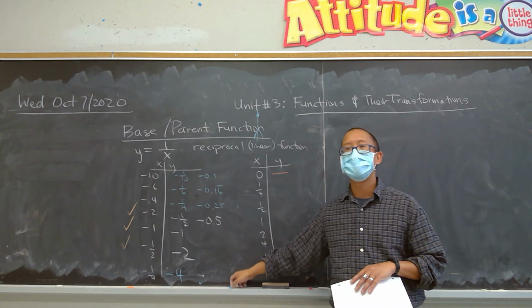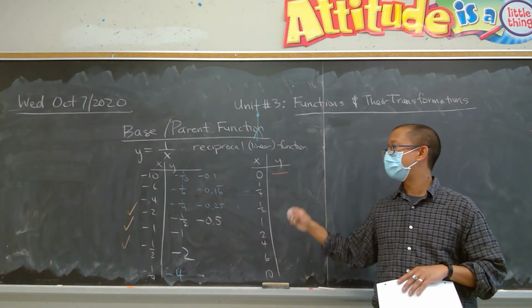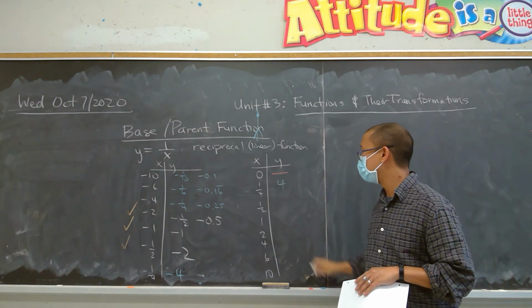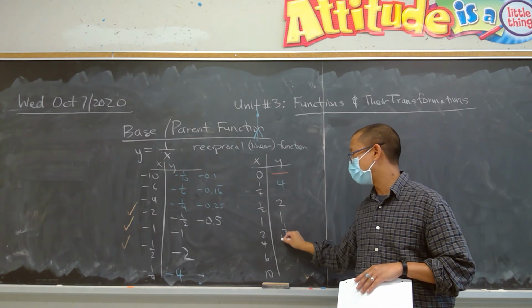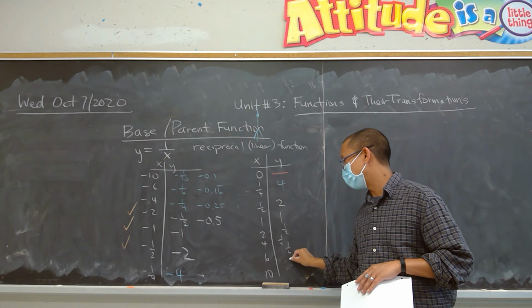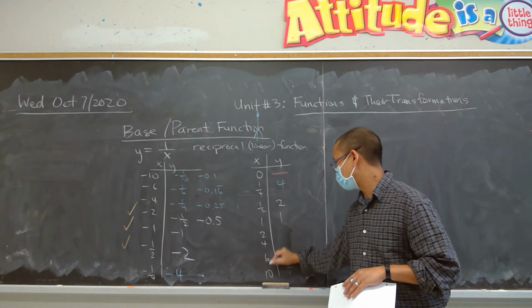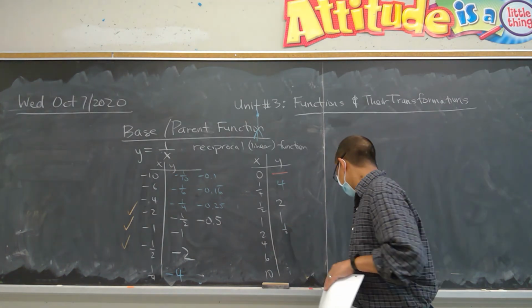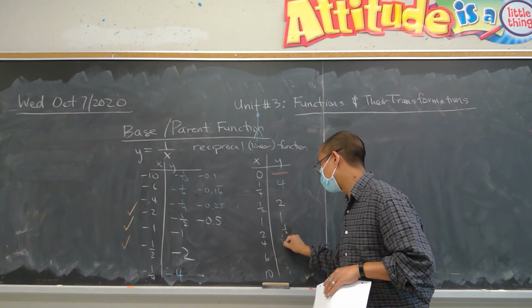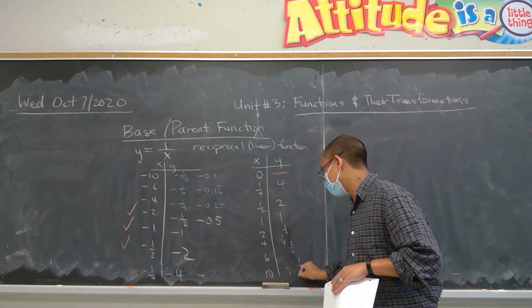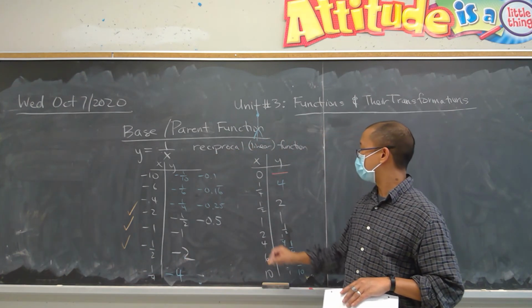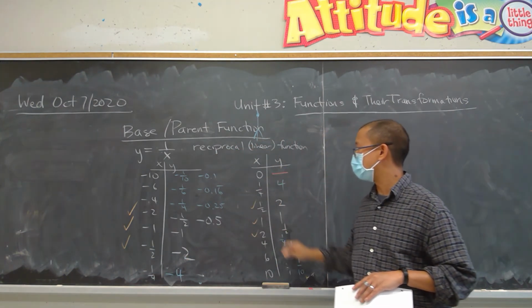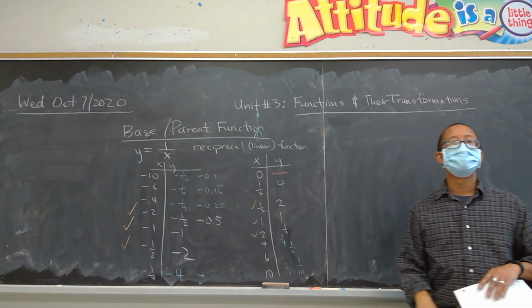Just like that. Yeah? 4. Yep. 2. Yep. 1. Yep. 1/2. Yep. 1/4. Yep. 1/6. Yep. 1/10. Yeah. Oops, I didn't do it. 1/4, 1/6, 1/10. And again, some of you are looking at this. What are the critical points? These 3.